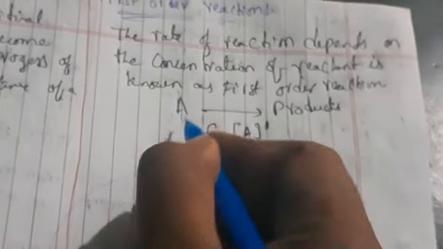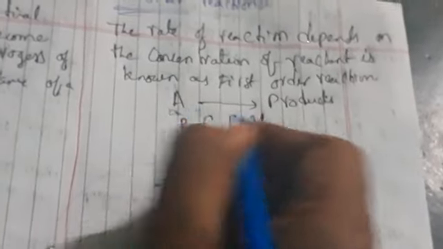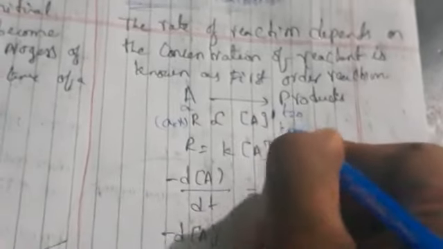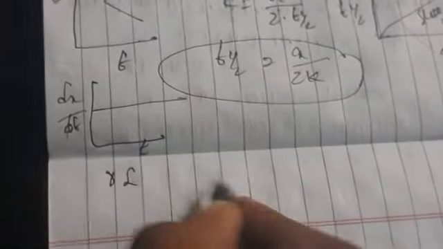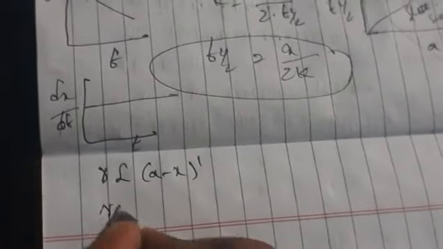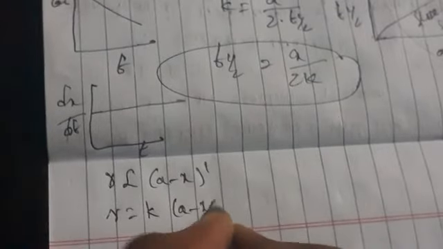If you consider initial concentrations, that is A at T is equal to 0, and A minus X at T is equal to some time, then the reaction will be another type. Let us see here, where R is directly proportional to the concentration of A minus X to the power 1, so R is equal to K into A minus X.